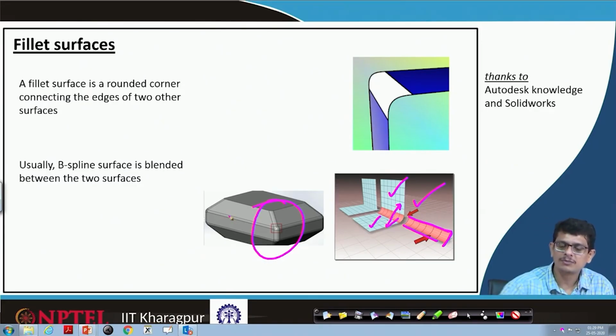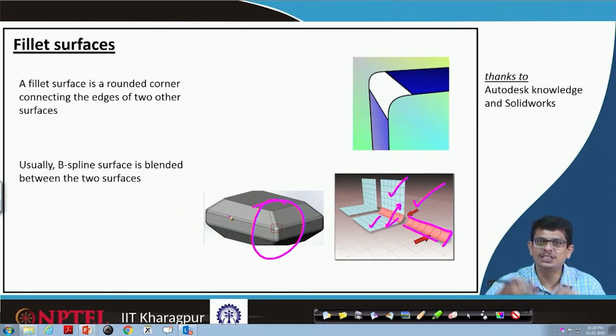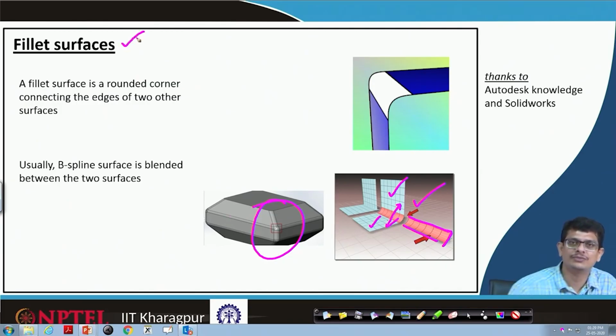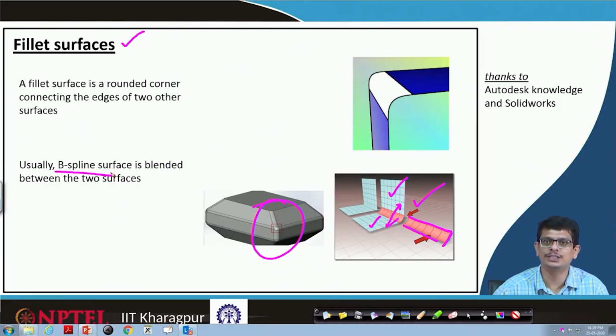Similarly, let us look at this. Maybe you have an automobile car, and the windshields have to be nicely aligned with the object. It should not have a sharp variation. For that purpose also, we use fillet surfaces. Whenever you are going to use these fillet surfaces, the popular way is to use B-spline surfaces. They will be nicely mapped from one point to another point.